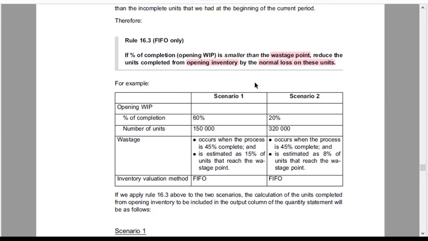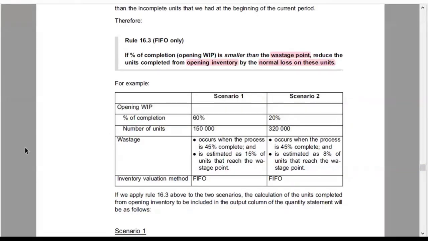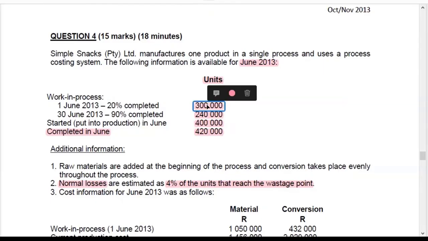So what are we saying now? We're saying it's at 100%. Any units that reach 100% start experiencing this loss. So you look at your opening inventory. In this instance, it was 20% complete. So the question comes, was it before or after this wastage point? I'm asking you guys. It was before. So as a result, it will experience this loss in this current period, right? So under first in, first out, the opening inventory units that you have, meaning this 300 units, need to be reduced by your normal loss.